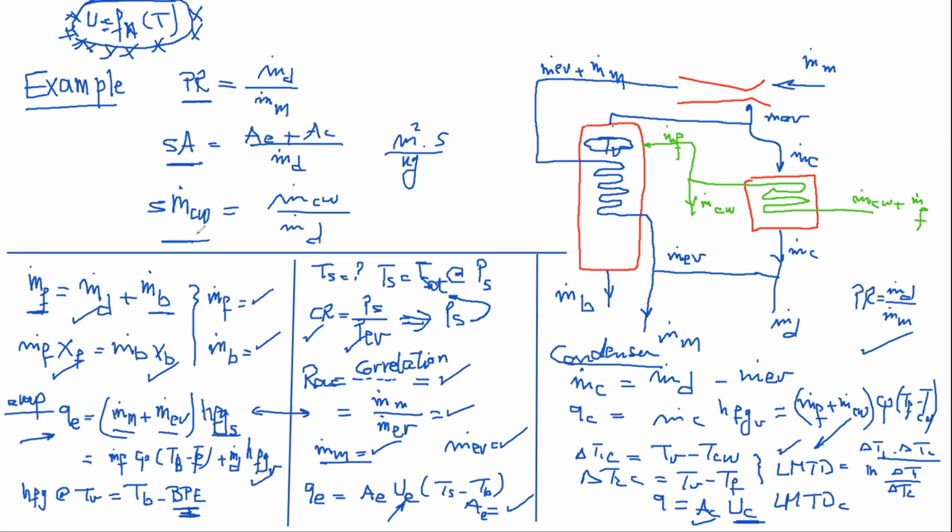PR means how good we are utilizing the energy to produce water. SA is related to the capital cost of the plant. What would be the surface area needed for the tube bundle in the evaporator as well as in the condenser?